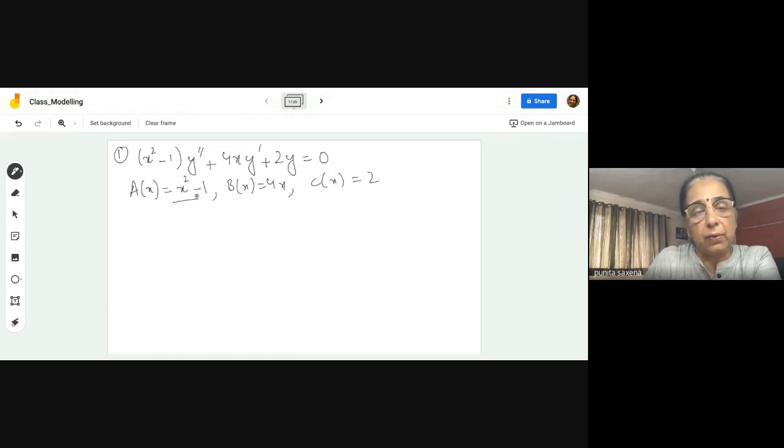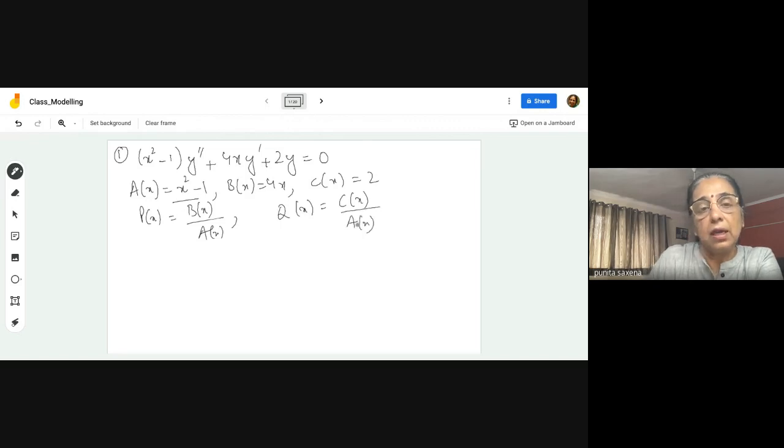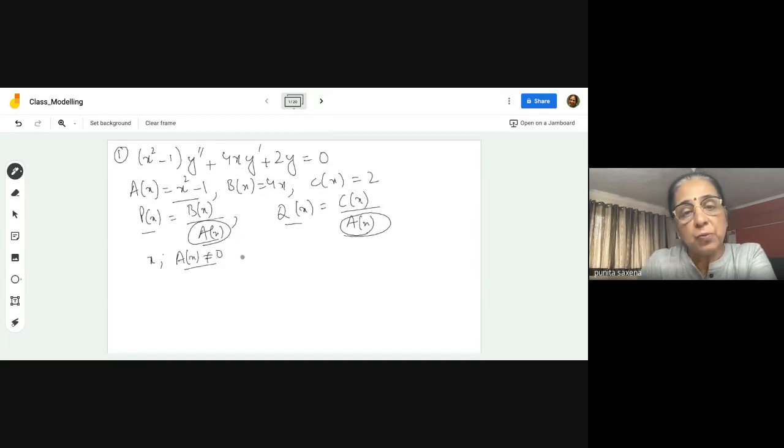Now, we have seen, when we discussed, of course, using this a and b, we can define our p(x), which is nothing but b(x) upon a(x), and your q(x) was nothing but c(x) upon a(x). Okay. And for a differential equation to have a power series solution, we wanted both p and q to be analytic, right? Now, where will they be analytic? Where the denominator does not vanish. That means all those x for which a(x) is non-zero, right? Now, such points for which a(x) is non-zero, we had called ordinary points, right?